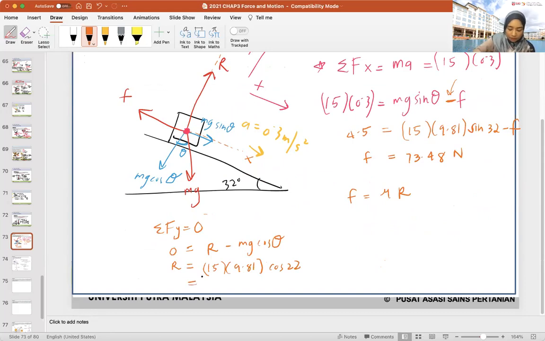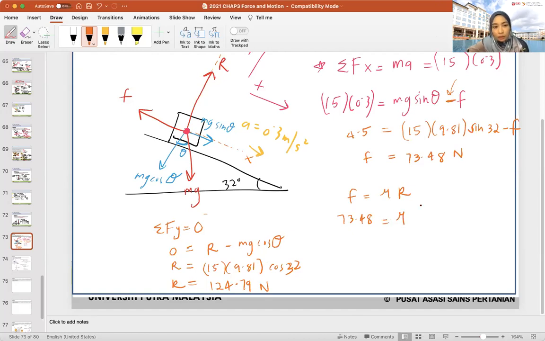And then R is, jawapan saya betul tak? Cuba kira sekejap. Cosine 32, silap, this is 32. 124.79. Banyak pula, check sekejap. Betul. Okay, thank you semua. Then, so F is, sorry tu bunyi motor kat luar. So 73.48 is our friction.